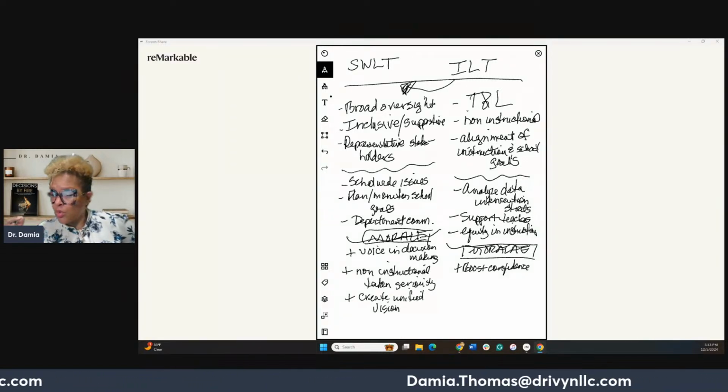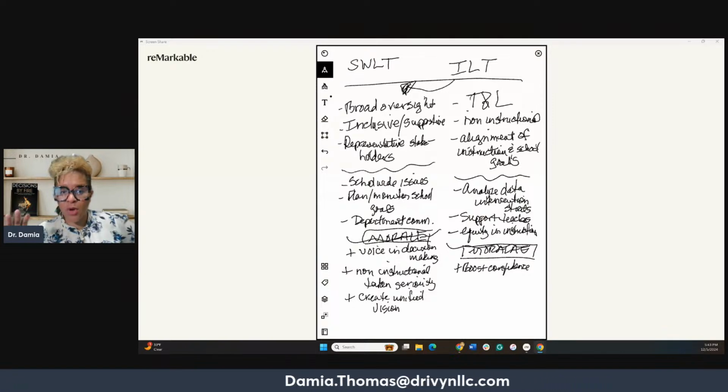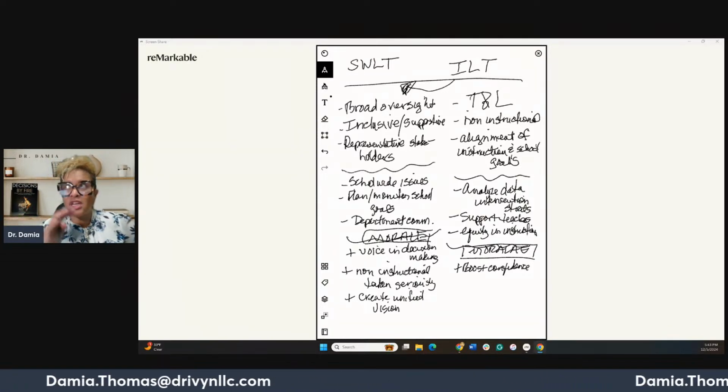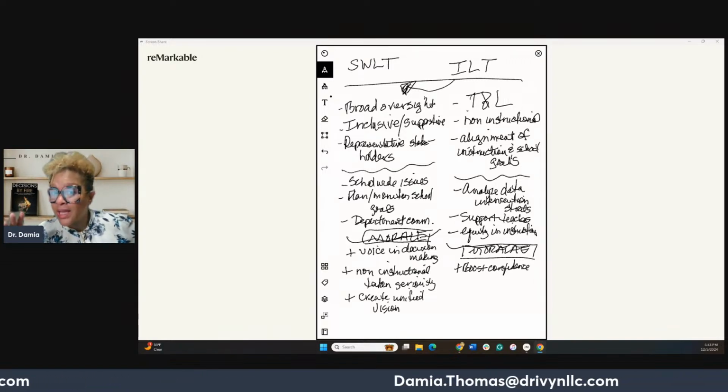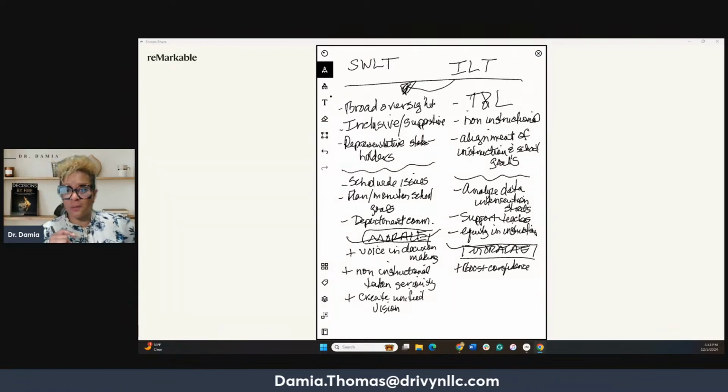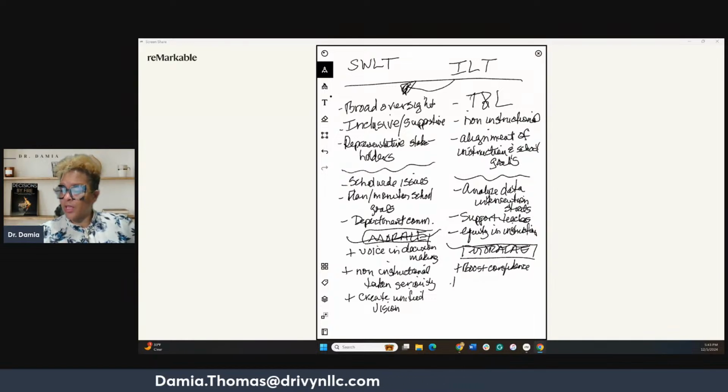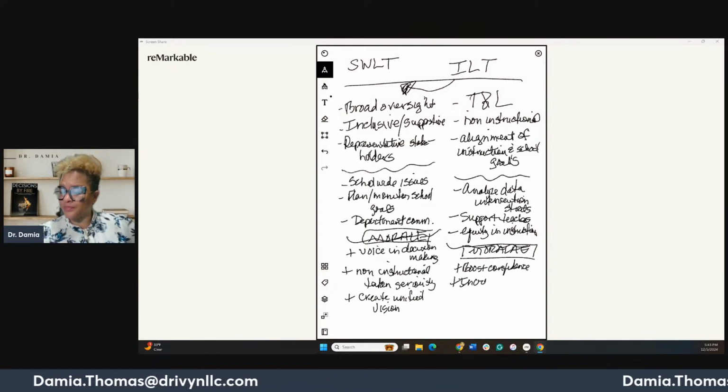It also, the instructional leadership team also impacts morale because it increases motivation, right? By celebrating teacher successes, right? So it increases motivation.